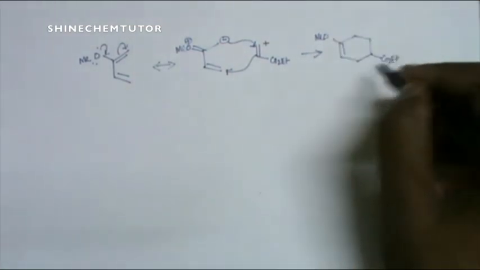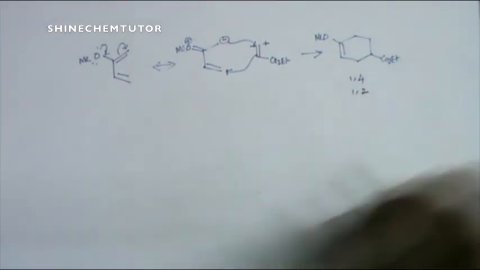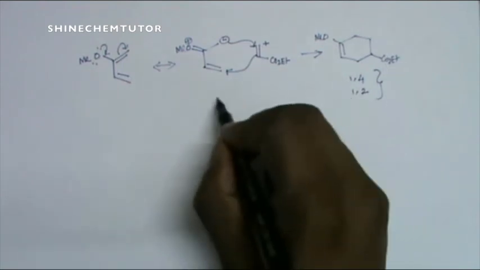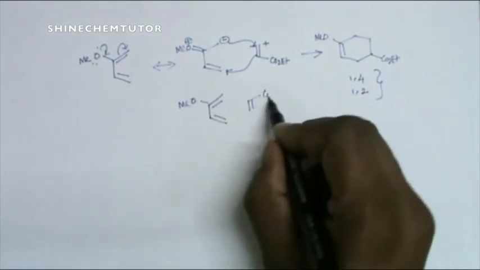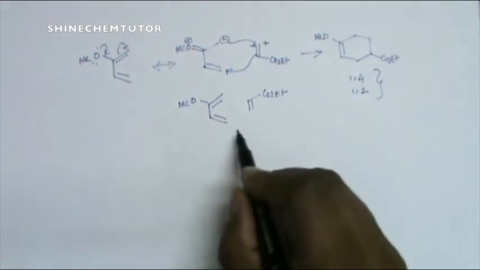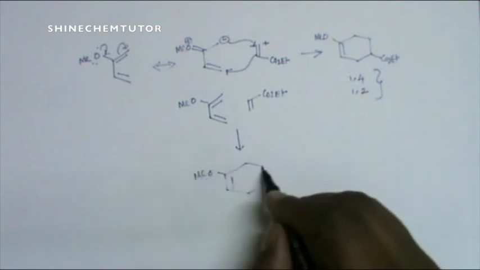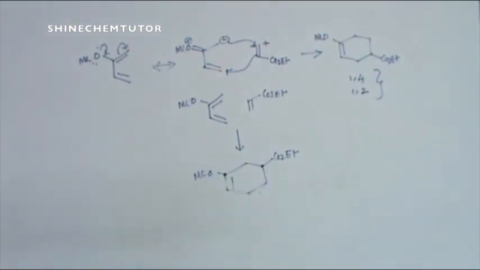So here the two substituents are on 1,4 carbon atoms. In the earlier case, they were on 1,2 carbon atoms. So the products, whatever we get, will be either 1,2 or 1,4. 1,3 will not be preferred. Suppose in this case, if I place the acrylate like this, I may end up with this one. Here the two substituents are on 1,3 carbon atoms. This is not formed. This is not favored.